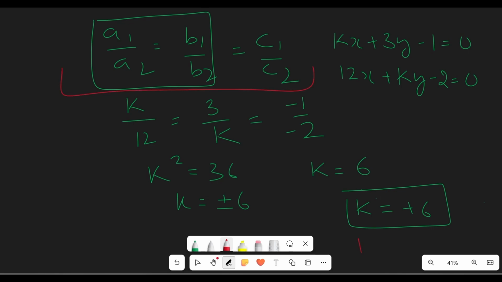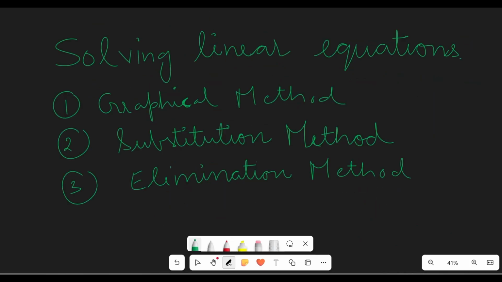And if I take k as minus 6, then it will be no solution, because in that case a1 by a2 is equal to b1 by b2, but it won't be equal to c1 by c2. So we have to be very skeptical. We can't leave the equation here itself.